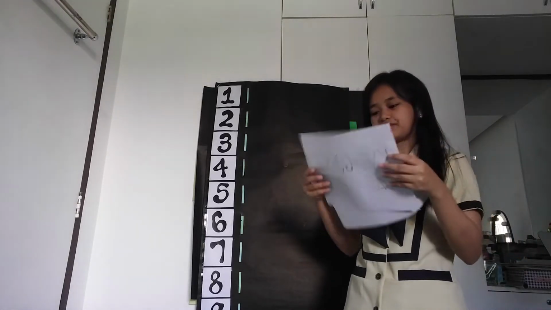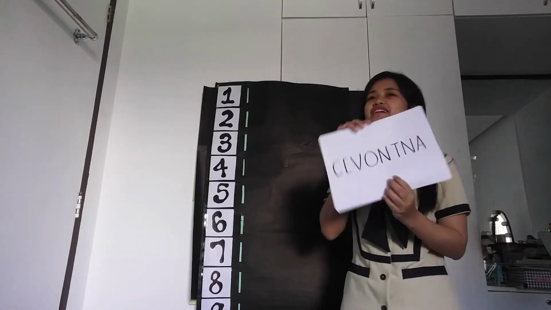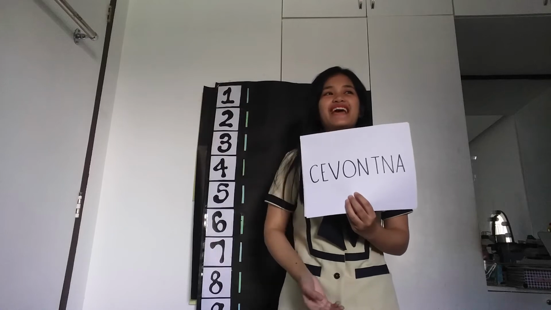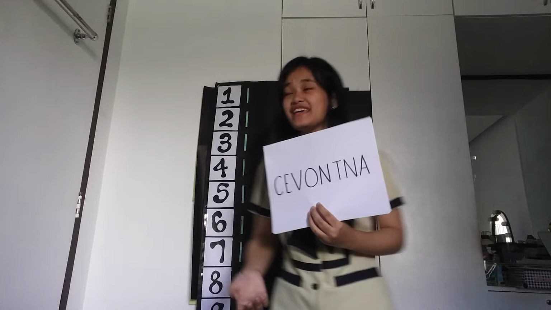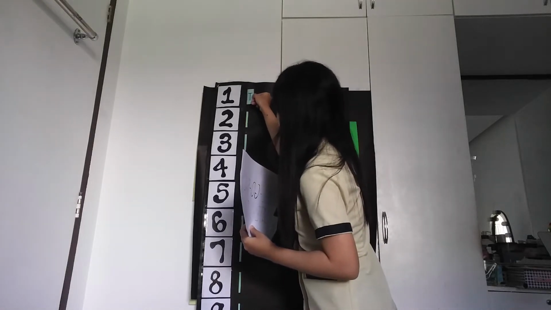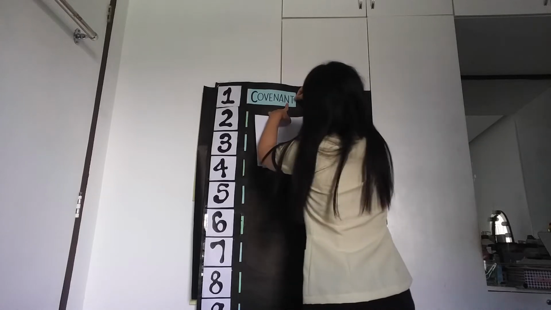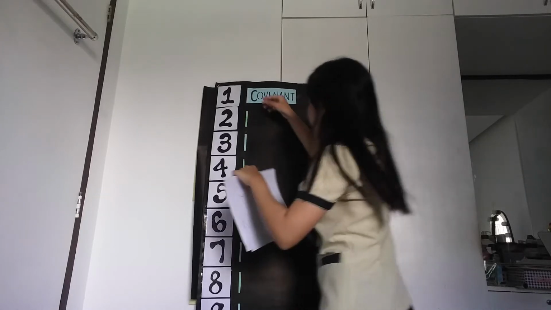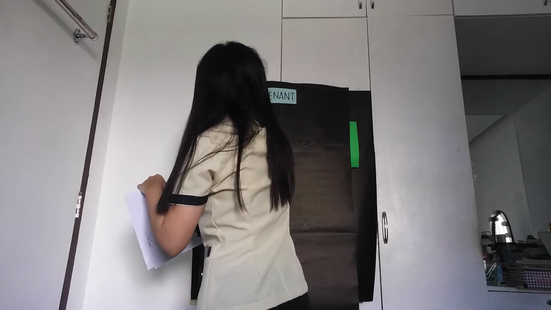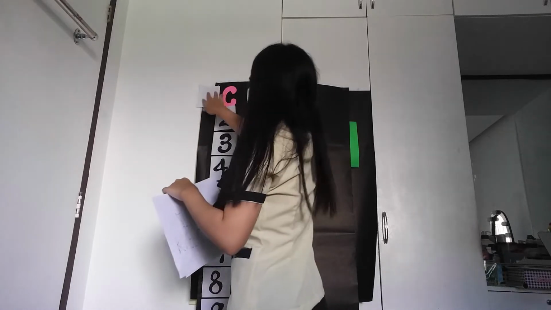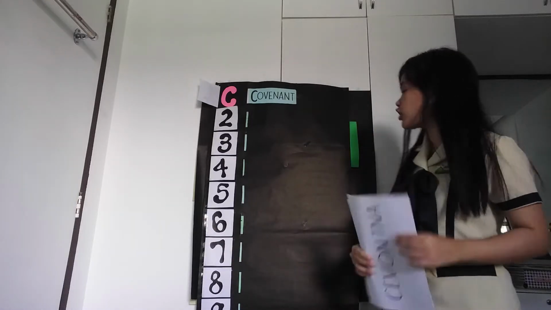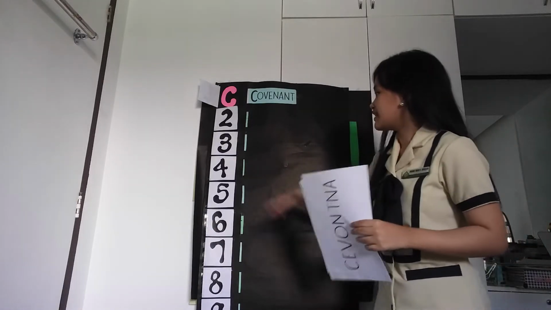Number 1, okay. So we have here these jumbled letters. Can someone unscramble them for me and give me the correct term? Yes, Angelica. Covenant. Okay. And that gives us the first letter of our mystery word, which is letter C. Okay, good. So we are on the right track. We still have 8 more boxes, so we can't have any guesses yet.